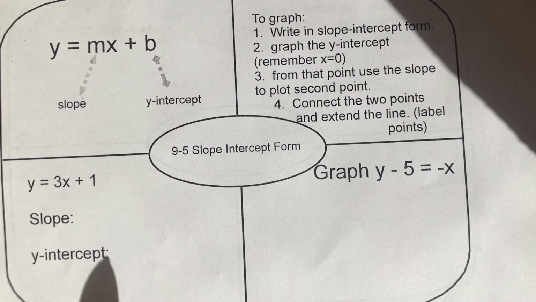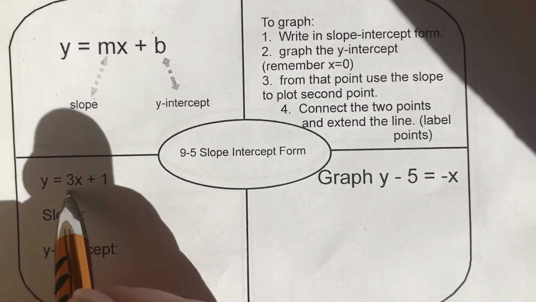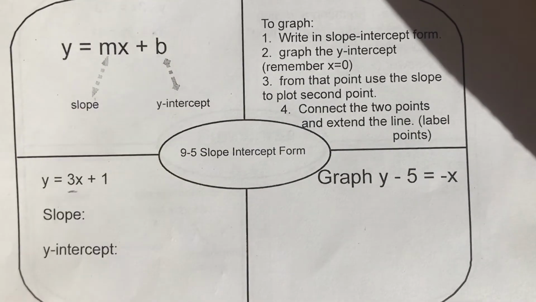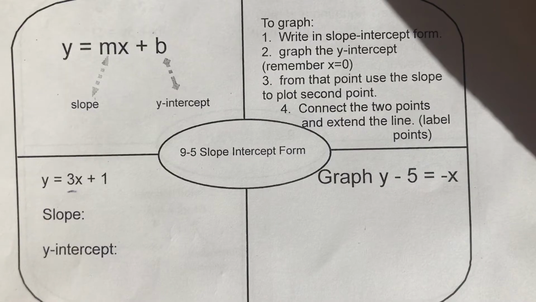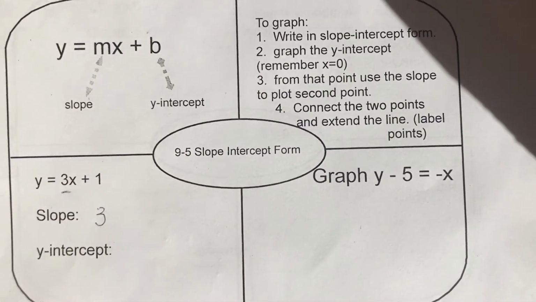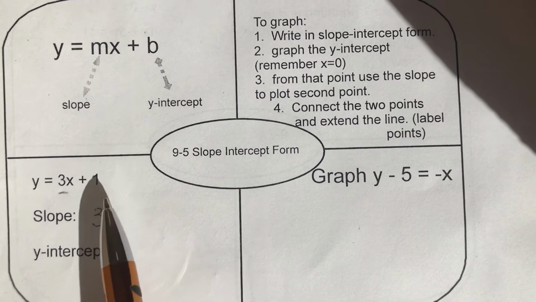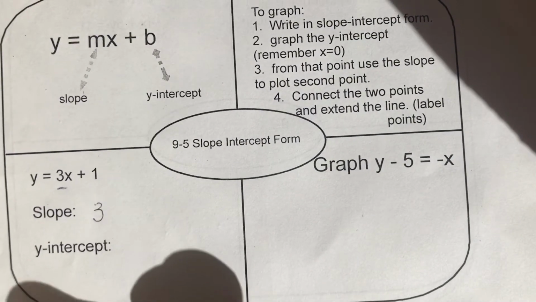So for this first one here in the bottom left-hand corner of your notes, the slope again is the m, or what is in front of the x, once it's in the slope-intercept form. So the slope is 3. Sorry, the shadows are so bad. And then the y-intercept would be whatever the b is. So this one would be a positive 1.